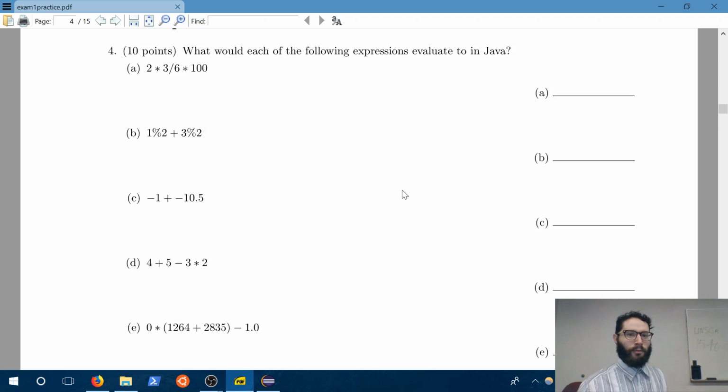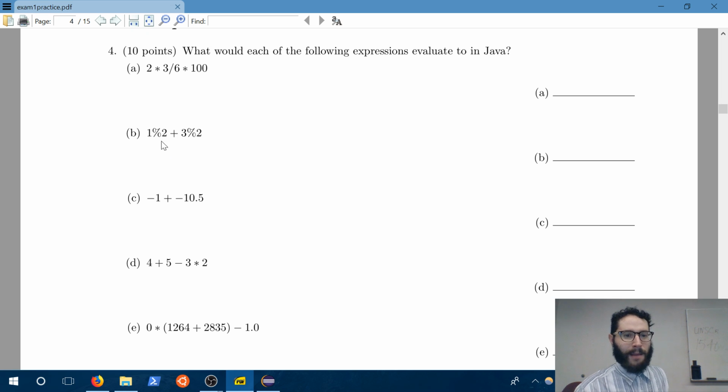Okay. So what would each of these expressions evaluate to in Java? So 2 times 3 is, so here we go left to right, okay? It's all about remembering PEMDAS. So 2 times 3 is 6, divided by 6 is 1, right? 1 times 100 is 100, so that's some easy math there. Even once we get to really tough numbers like this, you'll find that actually it shouldn't really be that bad.